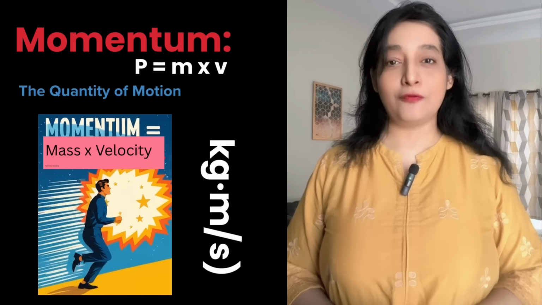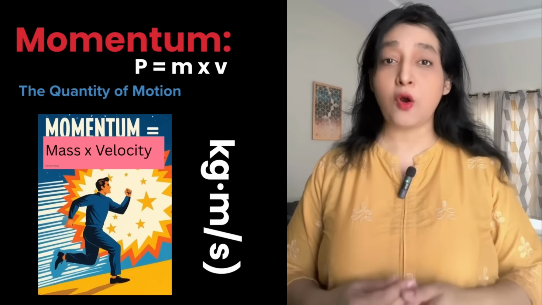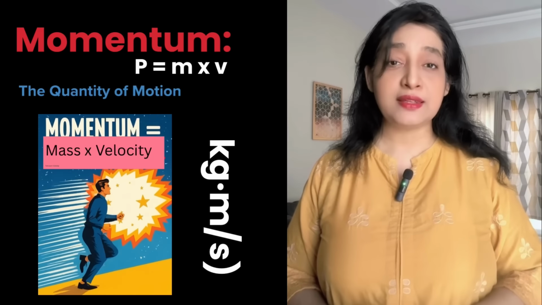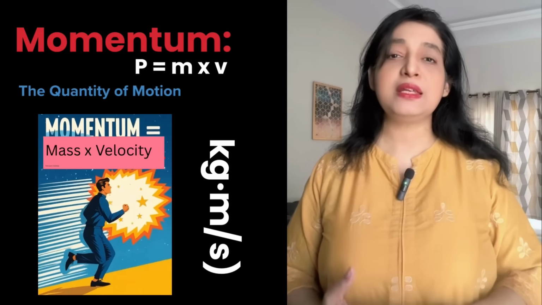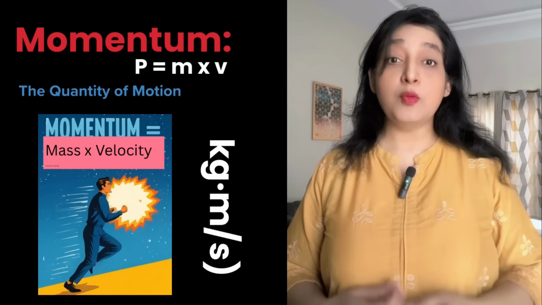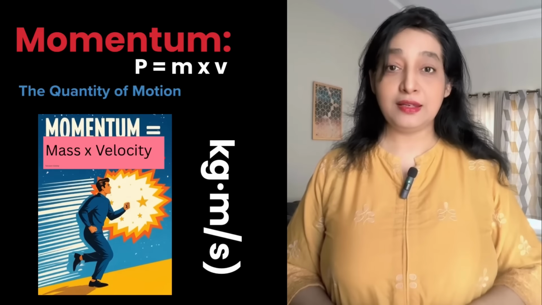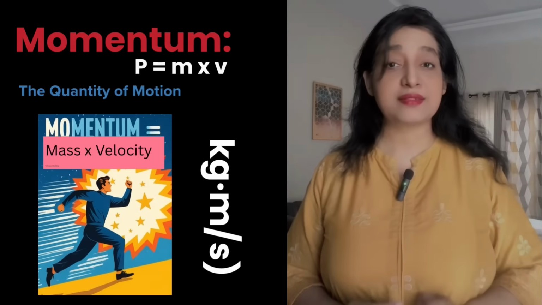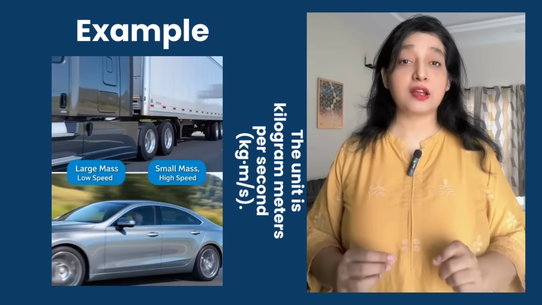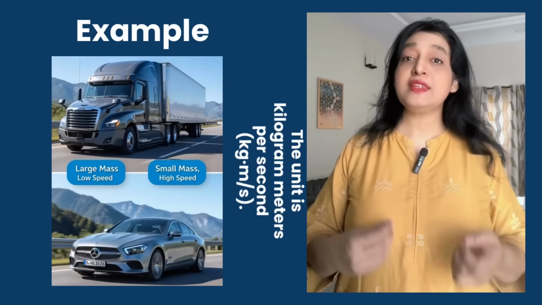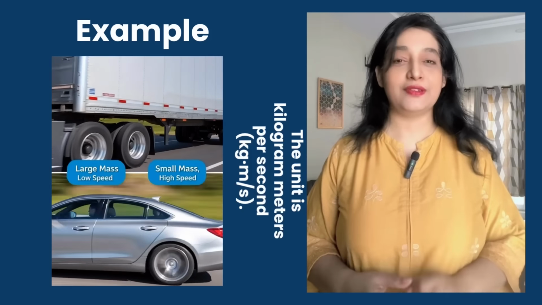Let's kick things off with momentum. Momentum is all about how hard it is to stop a moving object. It depends on two things, the object's mass and its velocity. The formula is simple, p is equal to mv. Momentum, denoted by p, equals mass m times velocity v. The unit is kg meter per second. For example, look at the diagram. A heavy truck moving slowly can have the same momentum as a small car moving super fast.